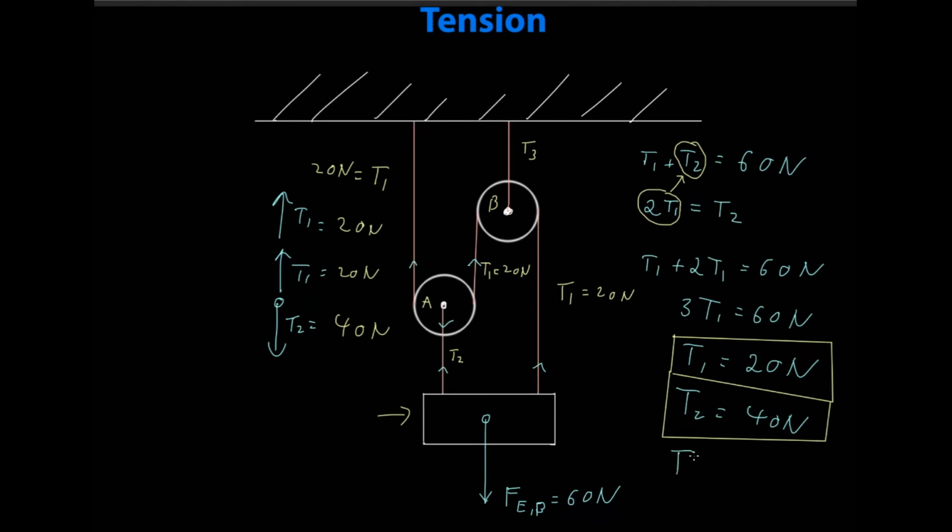That also means tension 3 must be 40 newtons because tension 1 is pulling down on this side, pulling down on the other side. Therefore, T3 is pulling up on pulley B. So T3 also has to equal 2T1. So now I have all three tensions. All right, let's step up the game a little bit.